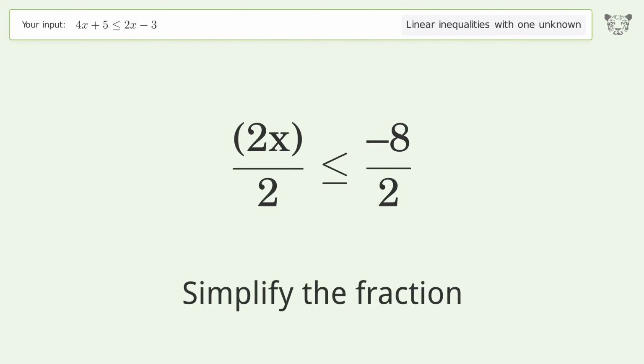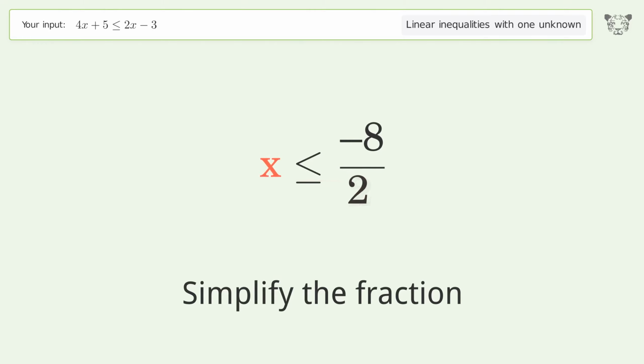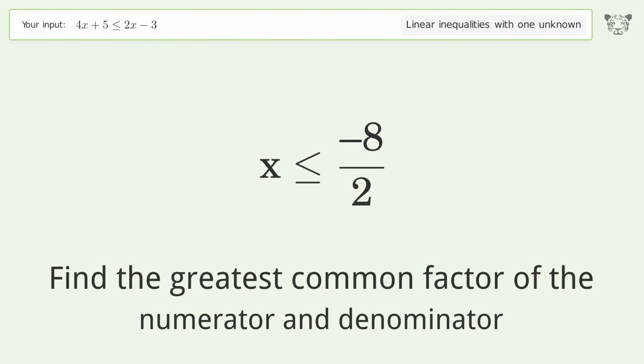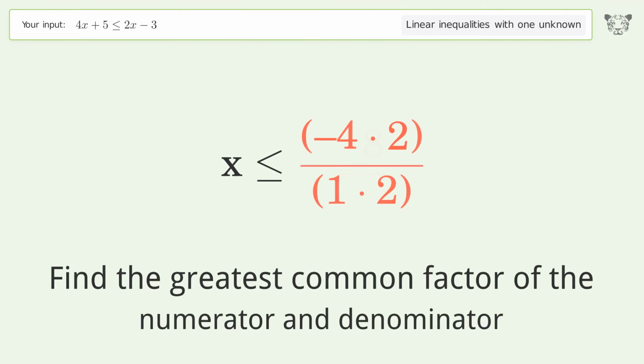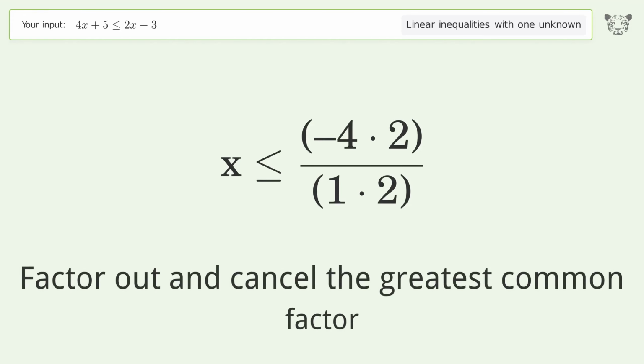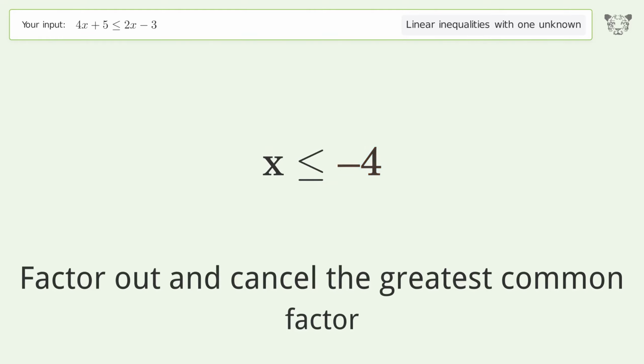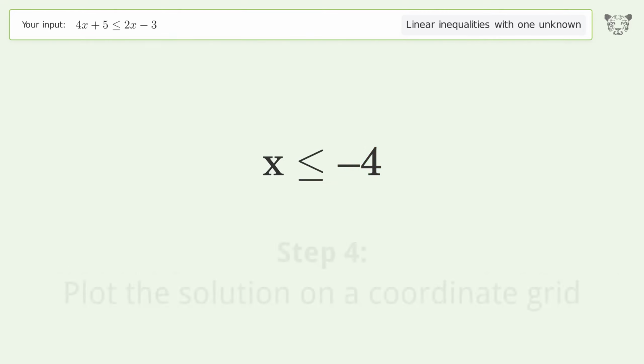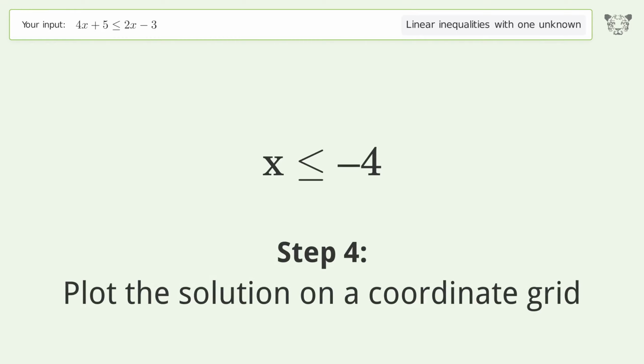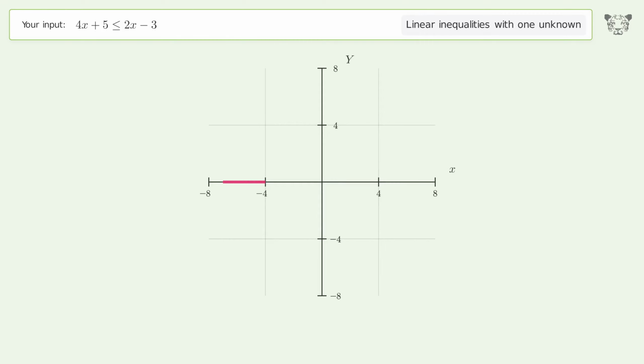Simplify the fraction. Find the greatest common factor of the numerator and denominator. Factor out and cancel the greatest common factor. Plot the solution on a coordinate grid. And so the final result is x equal or smaller than -4.